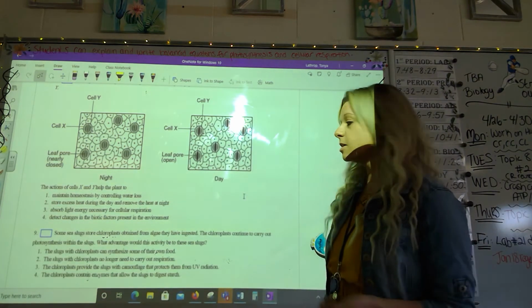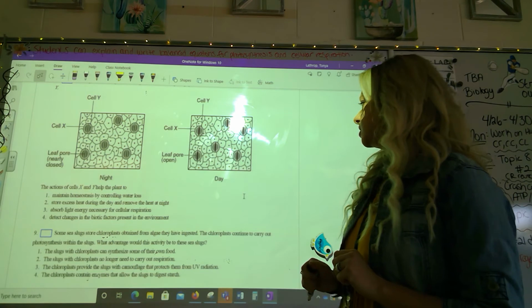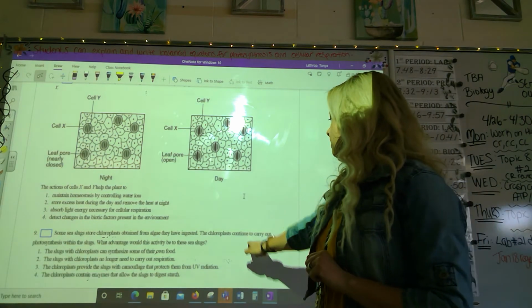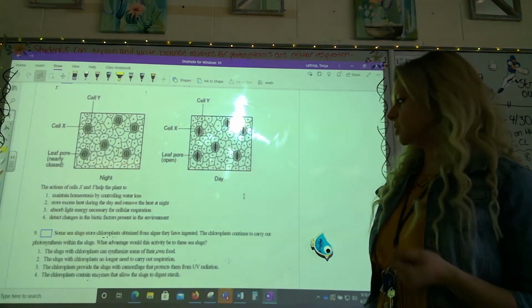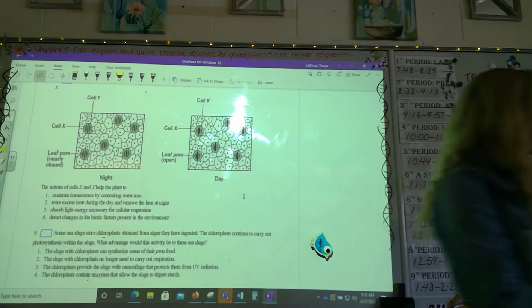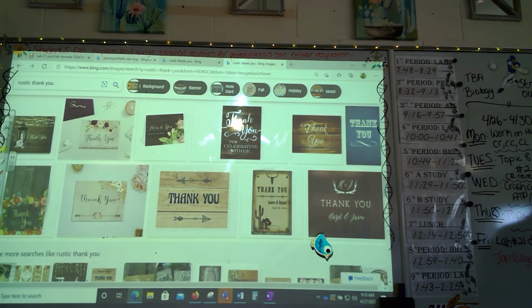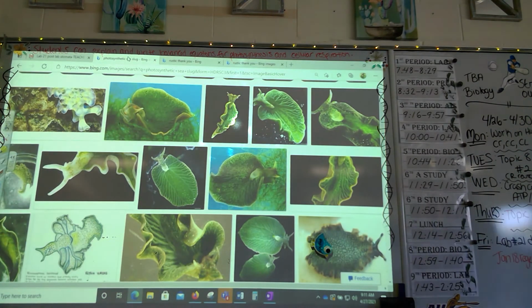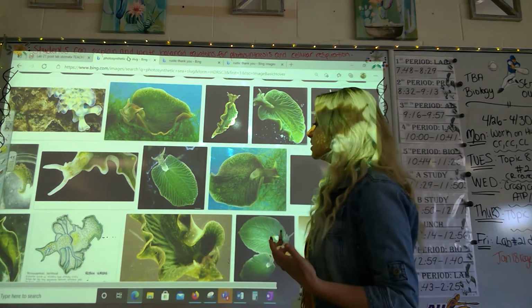Number 9, some sea slugs store chloroplasts containing from algae that they've ingested. The chloroplasts continue to carry out photosynthesis within the slugs. What advantage would this activity be in these sea slugs? So I wanted just to show you for a quick second, your photosynthetic sea slugs that actually look just like leaves, but they are a slug.